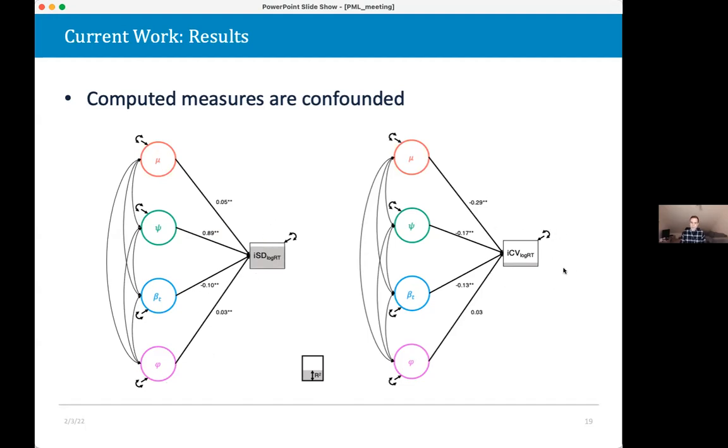Somewhat troubling, the ICV seems to not have a good theoretical relation to the model-based approaches. So it's most strongly related to the mean, but negatively. And it's also negatively related to the psi factor. And so we're not entirely sure how to reconcile the difference between these two. That's something that we're interested in thinking more about. But it does seem that at least globally, both of these measures have some confounds that we might need to be worried about, suggesting that the model-based approach has some nice advantages.